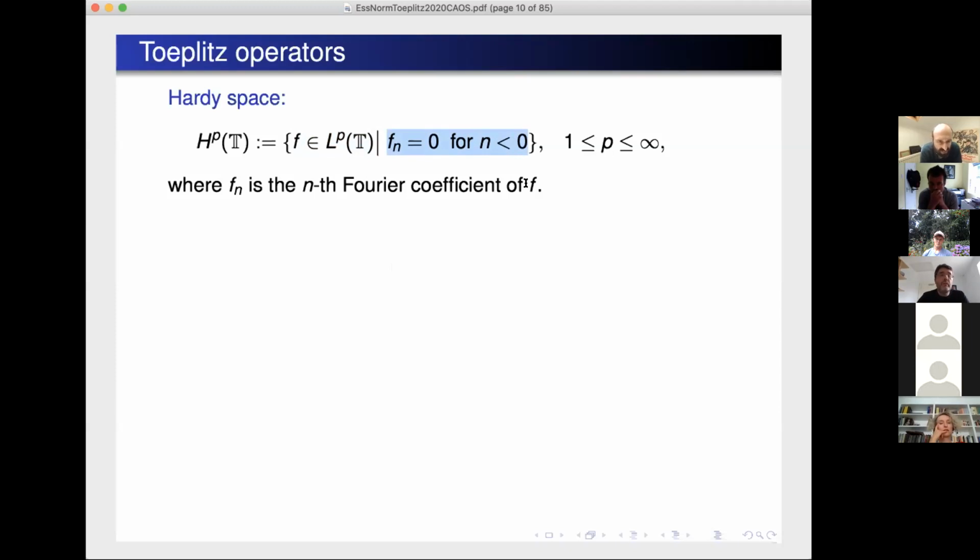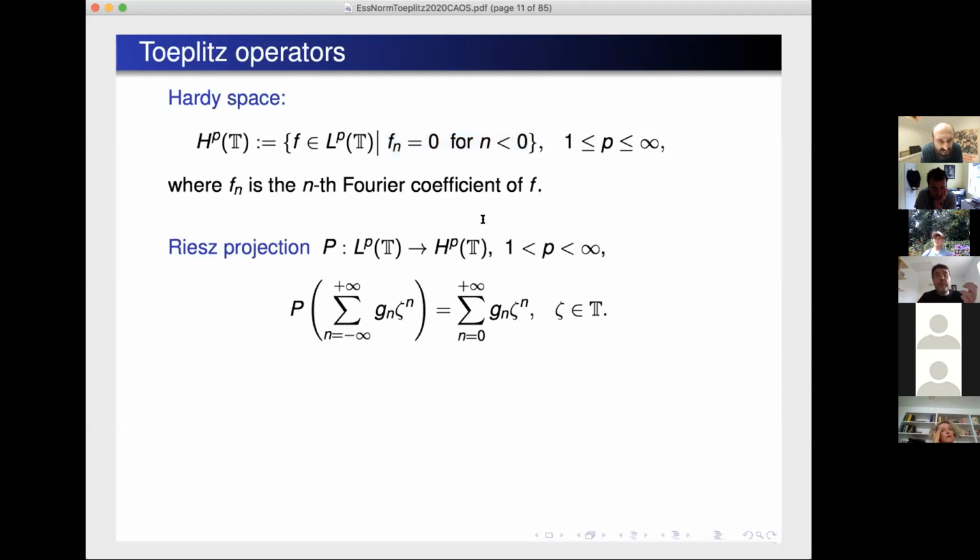There is another way to understand Hardy spaces. Any function like this, because it doesn't have terms with n negative, has an analytic extension inside the unit disk. You can think of the Hardy space as a space of boundary values of those functions that are analytic inside the unit disk. I don't think I will use this too often in this talk, but just to remind you.